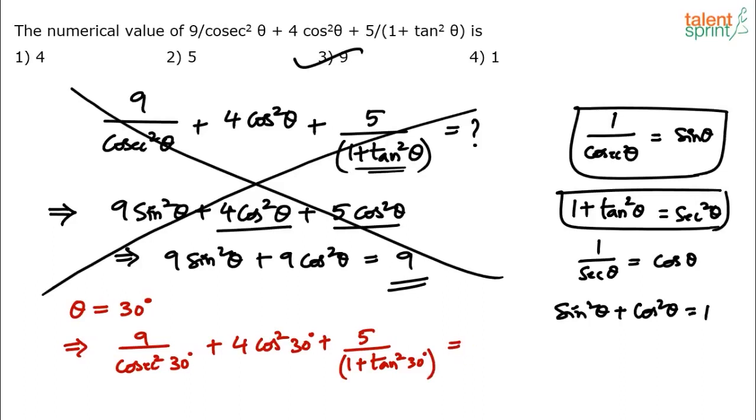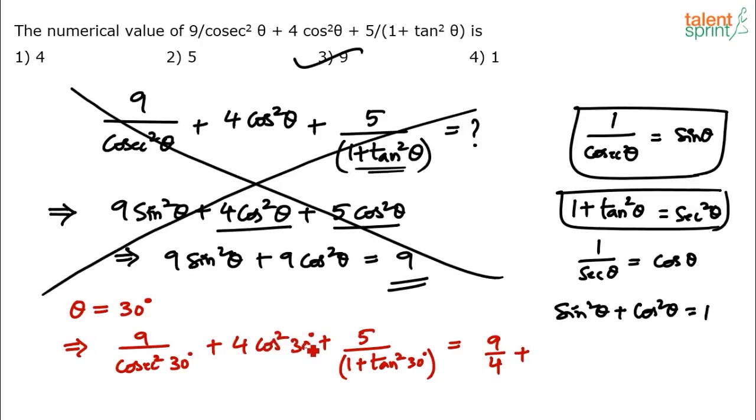The first term here is 9 by cosecant square 30. What is cosecant 30? See, we know that sine 30 is 1 by 2. If sine 30 is 1 by 2, cosecant 30 will be 2, and cosecant square 30 will be 4. So this becomes 9 by 4. So the first term is 9 by 4 plus cos square 30.